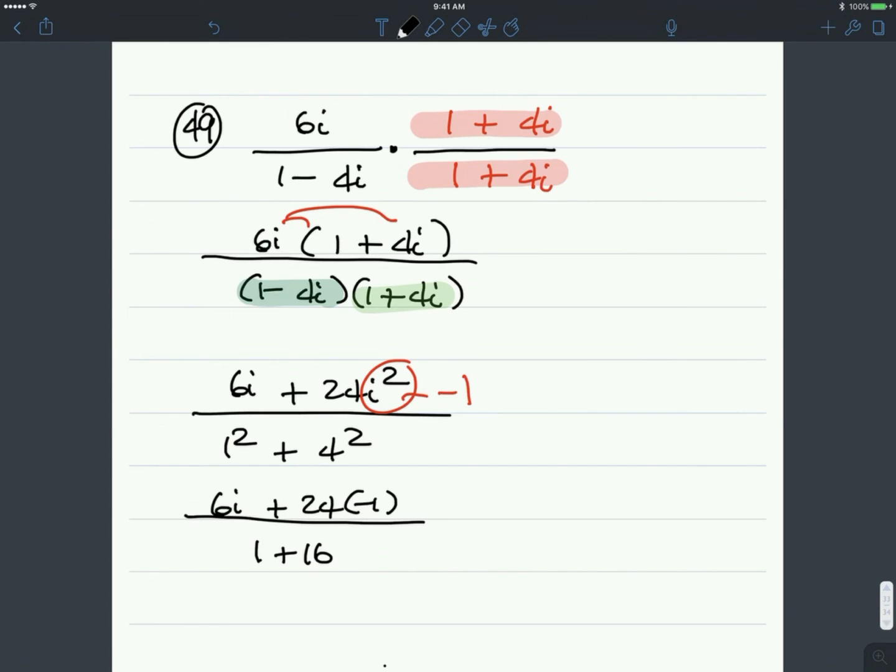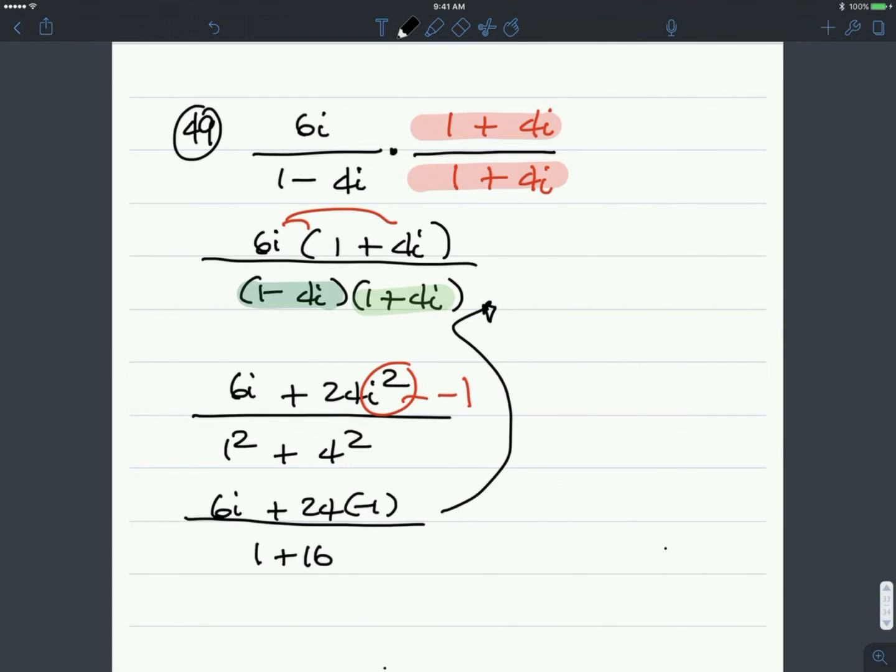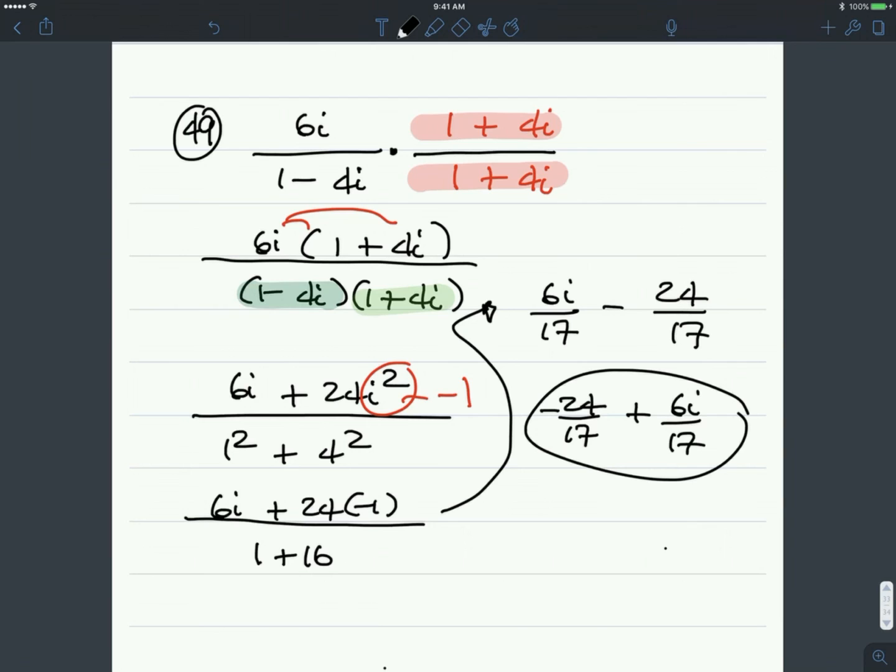So let's write this up here. 6i over 17 minus 24 over 17. Notice that these fractions don't simplify. I'm going to write this as negative 24 over 17 plus 6i over 17. I am writing this in complex number form, a plus bi.